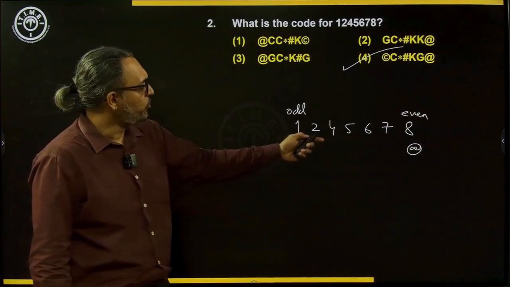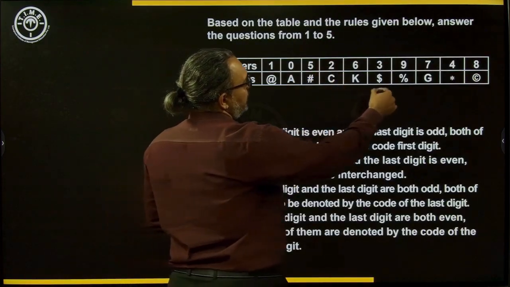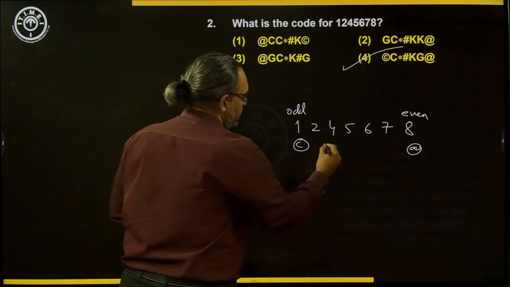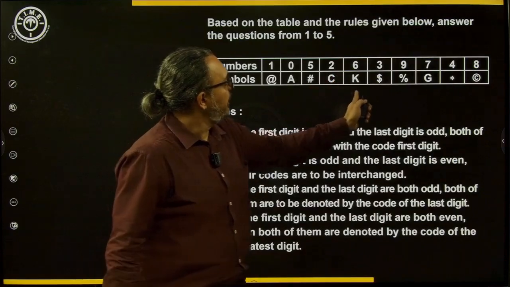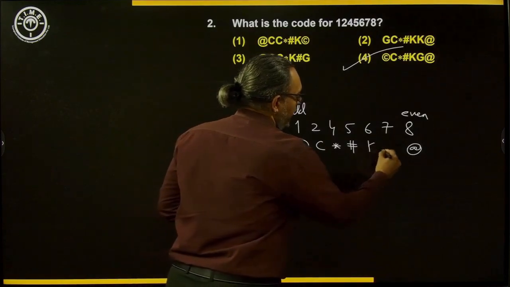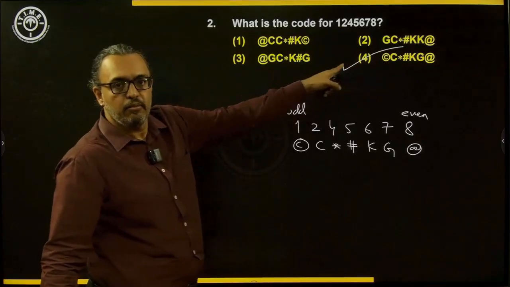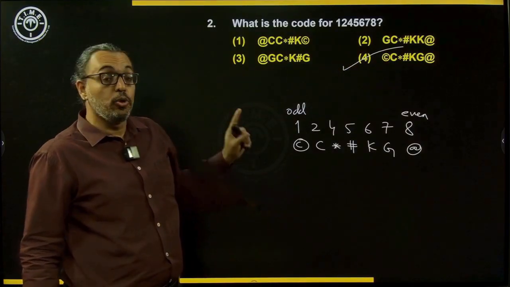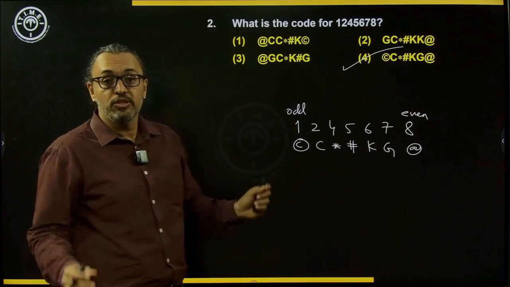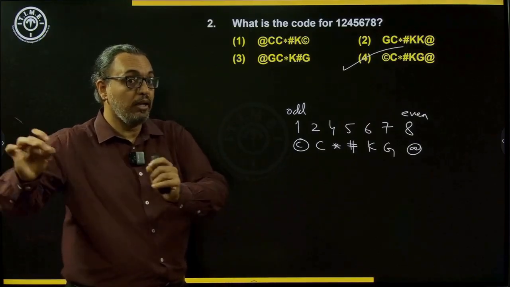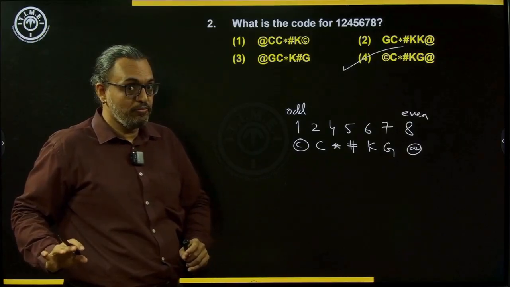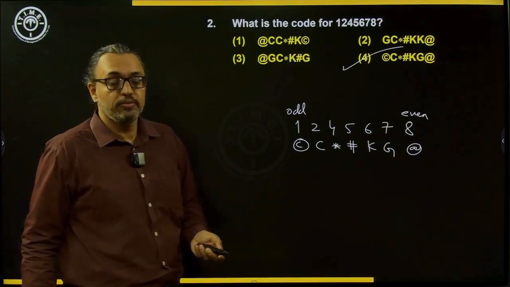Understanding the point? So 2, 4, 5. So C, asterisk, hash. 6, 7: K, G. Look at the option. It matches. So always keep an eye on the options and know where to stop to identify the option, mark and move on. Understood? Okay. So yes, choice 4.